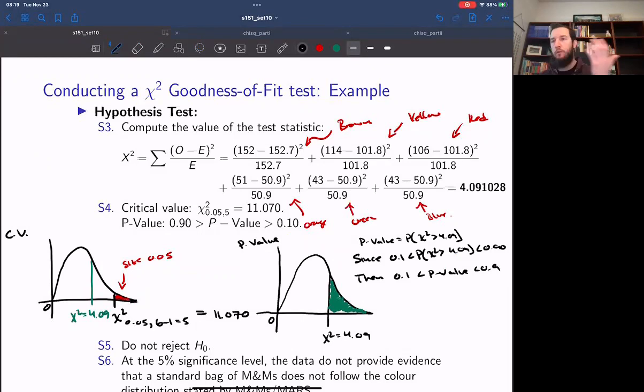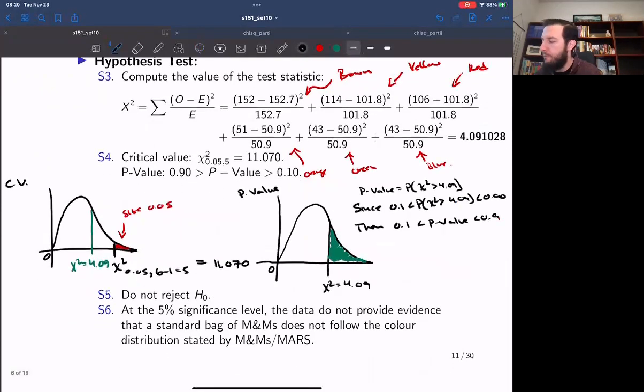Our significance level is 0.05. Therefore, the p-value is bigger than alpha, so we do not reject. So on step five, based off either approach, we're not going to reject the null hypothesis. So therefore, we can conclude on step six and say, at the 5% significance level, the data do not provide sufficient evidence that a standard bag of M&Ms does not follow the color distribution stated by M&M and Mars.